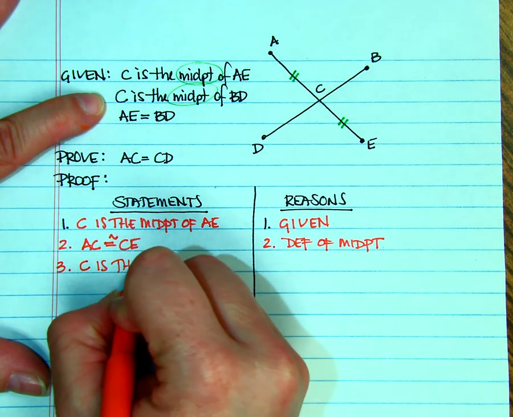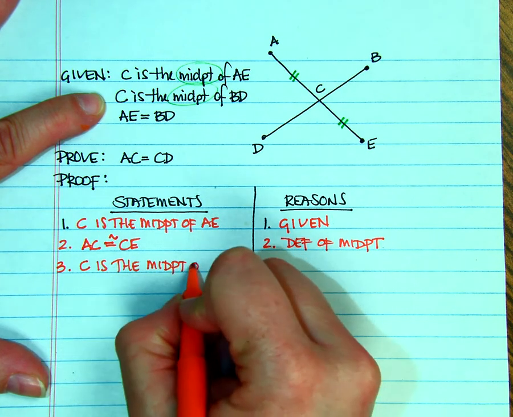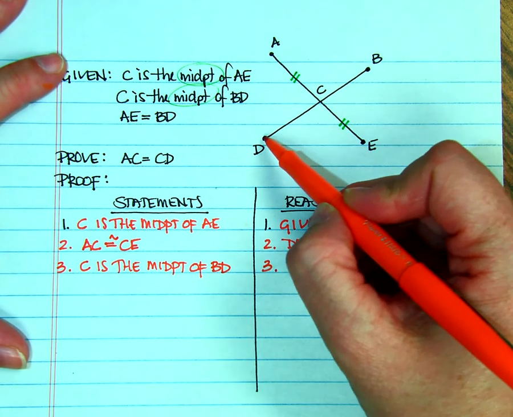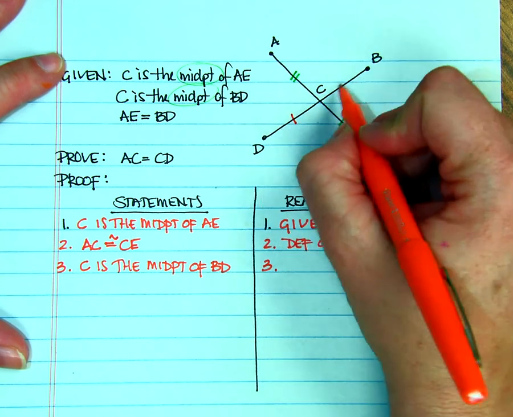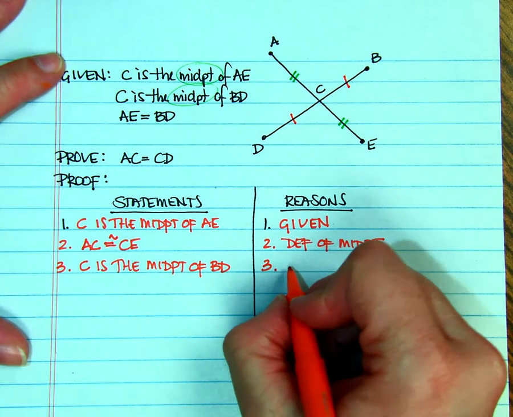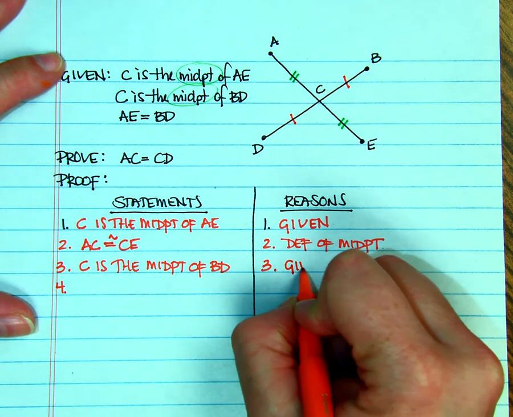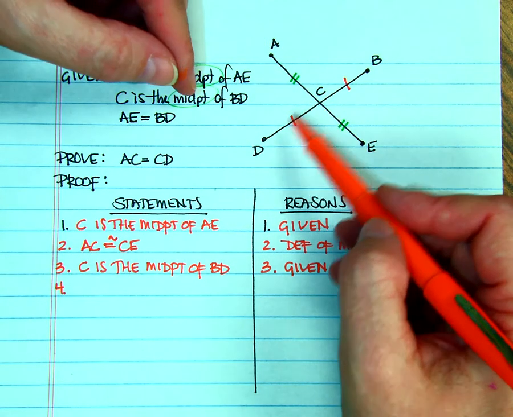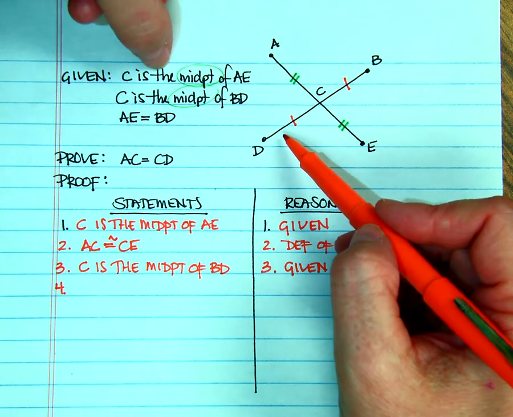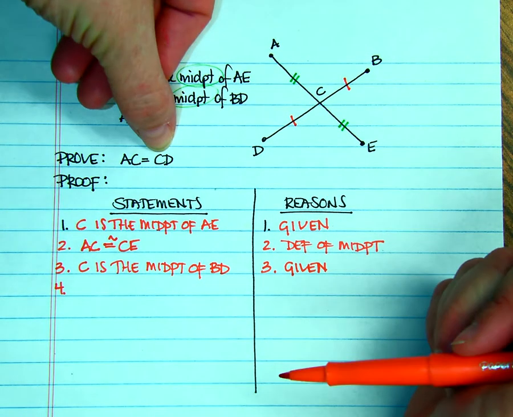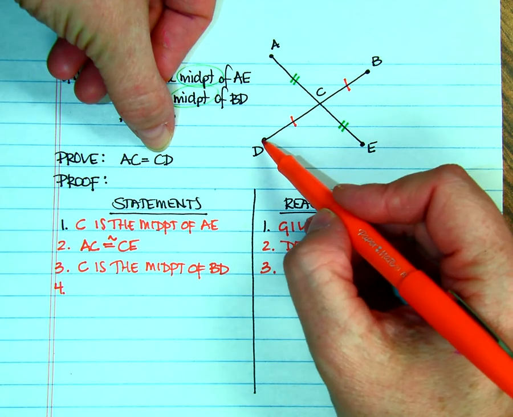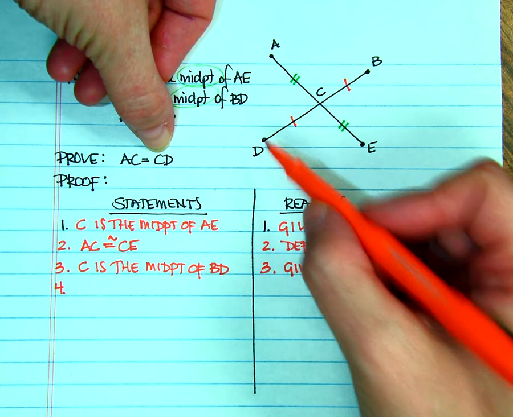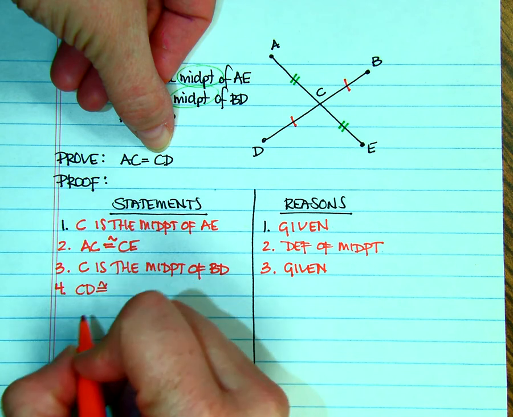C is the midpoint of BD. So if C is the midpoint of BD, then I also know that those 2 pieces are congruent. I'm going to look at my proof up here. If it says CD somewhere in my given or my proof, then I do not want to use DC because that's just going to confuse me. So if I have CD, I want to make sure that I'm consistent through my proof and still use CD. So I know that CD is congruent to BC.